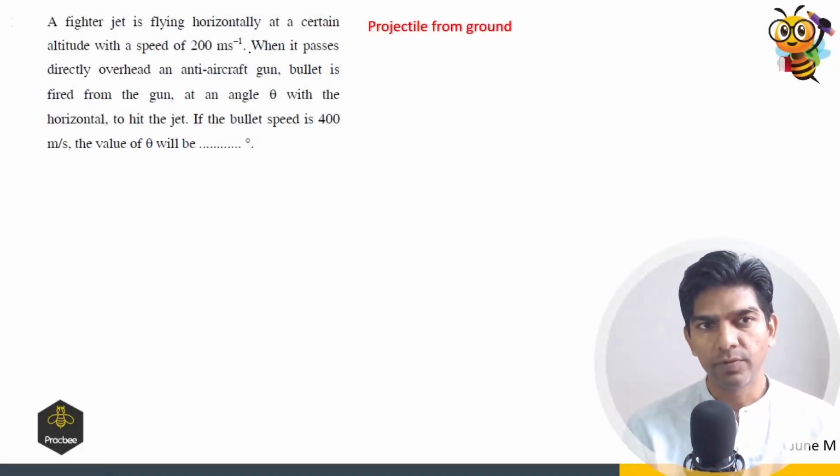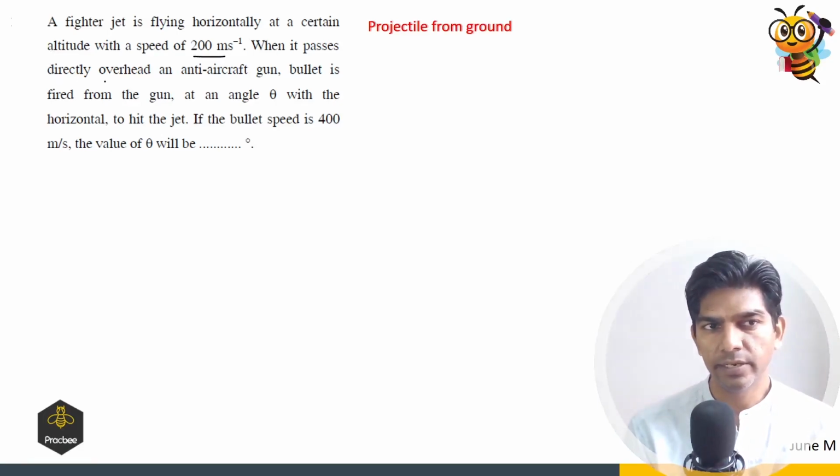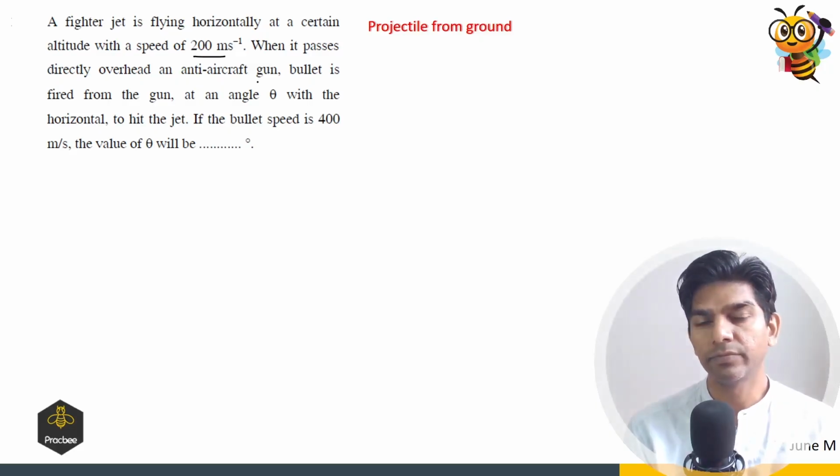A fighter jet is flying horizontally at a certain altitude with a speed of 200 meters per second. When it passes directly overhead an anti-aircraft gun, a bullet is fired from the gun at an angle of theta with the horizontal to hit the jet. If the bullet speed is 400 meters per second, the value of theta will be.